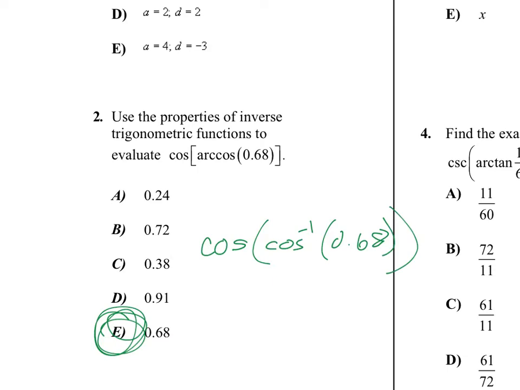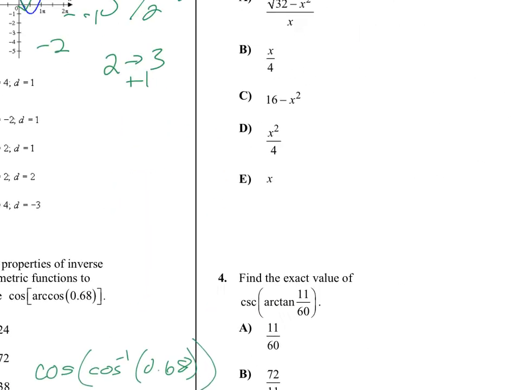Notice it does cross each other out. The cosine should be 0.68. Now, this is not always true, the cosine of an arc cosine, because it depends on whether the value inside is negative or not. So you do have to understand that. All right, let's look at number 3.